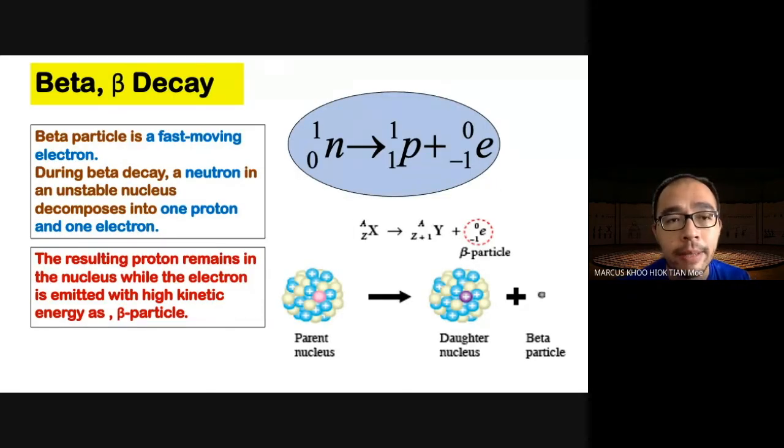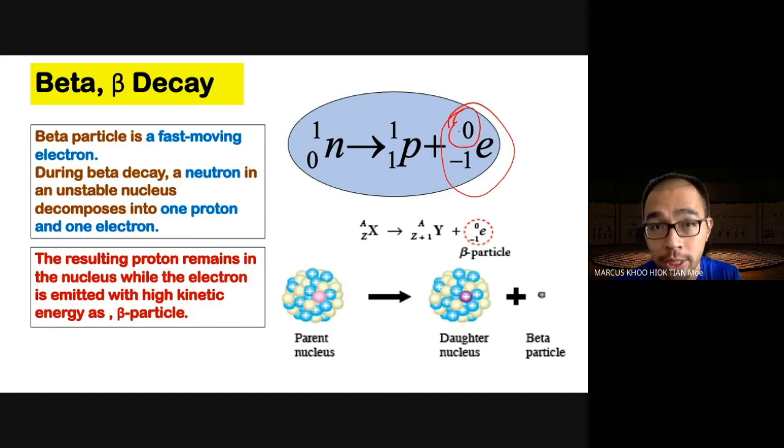Now, as I said just now, a beta particle is a fast-moving electron. And since an electron is technically not an atom, the nucleon number and the proton number will be 0 and -1, because there are 0 protons and 0 neutrons. You know the bottom number actually refers to the proton number, right? But since there is no proton and there is a -1 charge of an electron, this number is very special. The electron is always 0, -1. No protons, no neutrons, but the charge is -1.